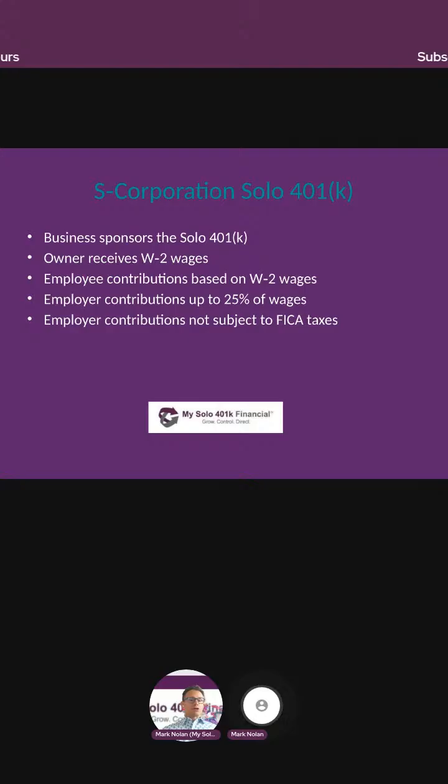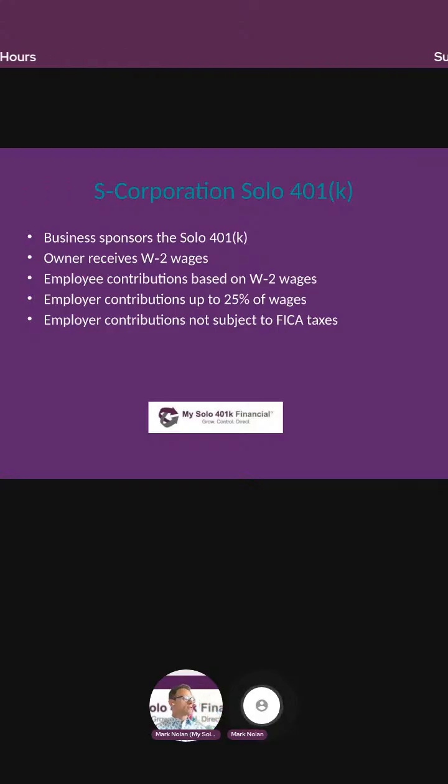So as an S corporation that sponsors the solo 401k, owners who work in the S corporation must receive W-2 wages in order to make contributions to the solo 401k plan, because the contributions to the plan will be calculated based on your box 1 W-2 wages, the gross wages.